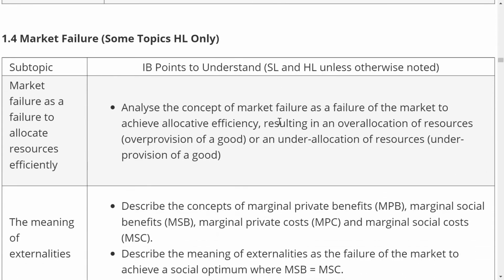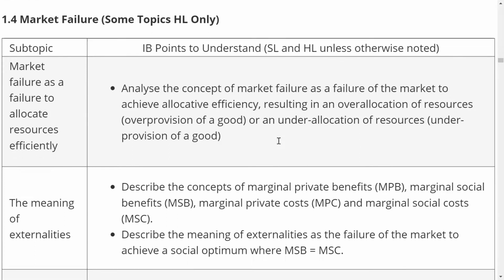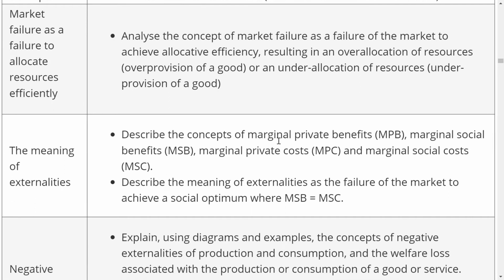Let's move on. 1.4 is market failure. Market failure is also not that hard. So define market failure: market failure is when there is allocative inefficiency in the market. So market failure as a topic shouldn't be that hard.